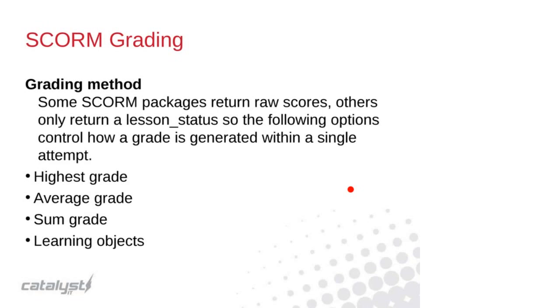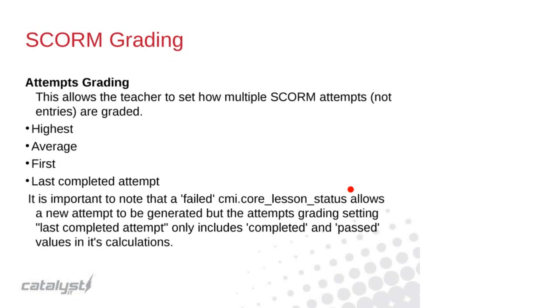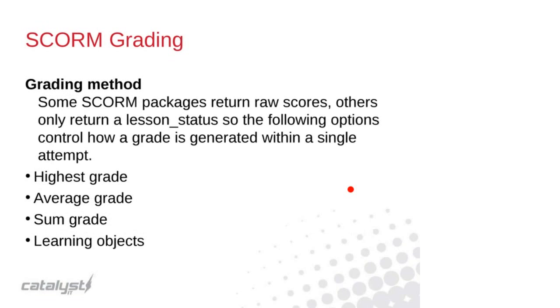So that's the attempts. SCORM grading is also another complex area because you have multiple attempts and you also have different ways that grading works within SCORM packages. Some SCORM packages return a score, others will only return a lesson status like completed, passed or failed. So there are a range of settings here that control how to manage those. I think there's 4 here. I'll just check to see. I don't think I've got specific information on the slides after. No, I don't.